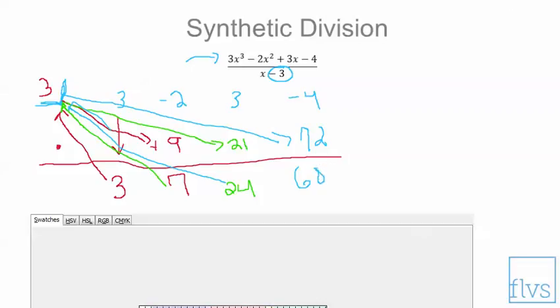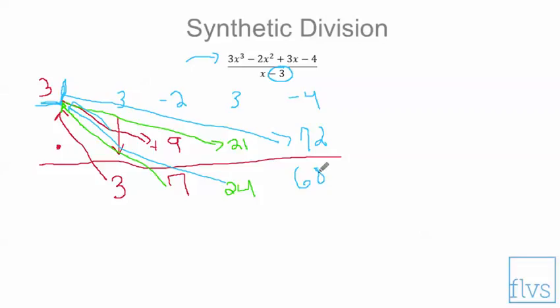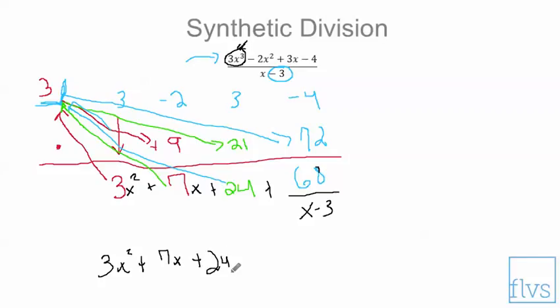So at the end, now you're like, what do I do now? Great question. What I like to do is start from the beginning and go one less than this one. So see how this is x to the third, so this one will be x to the second, x, no x, and whatever's at the end is going to be the remainder, so you put it over what you're dividing by. This was positive, positive, positive. So my answer is 3x squared plus 7x plus 24 plus 68 over x minus 3. And that's what the synthetic division will give you. I'll give you the answer right there.